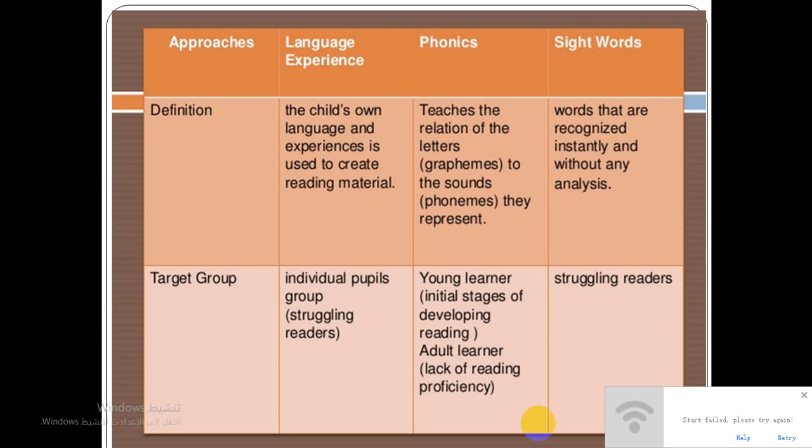Target group. In the language experience approach, it depends on individual pupils, groups, and struggling readers. But in the phonics approach, the target is young learners at the initial stage of developing reading, and adult learners who lack reading proficiency. In the sight words approach, the target group is struggling readers.